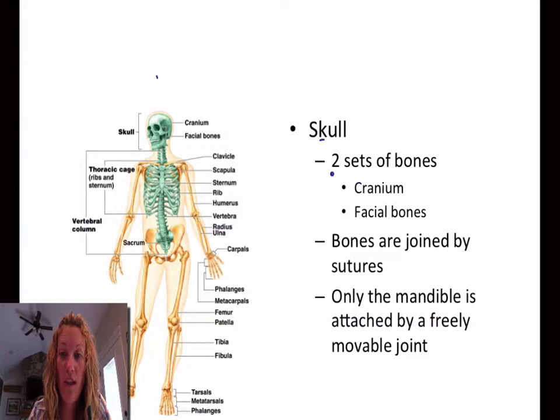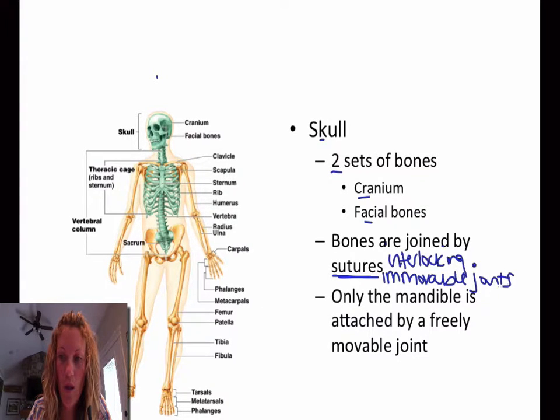So the skull is comprised of two sets of bones. You have the cranial bones, and then you have the facial bones. Bones are joined together by structures called sutures. Sutures are interlocking, immovable joints. Sutures are sort of like stitches. They make it so things can't move away from each other, which is good news. You don't want your frontal bones separating from your parietal bones.